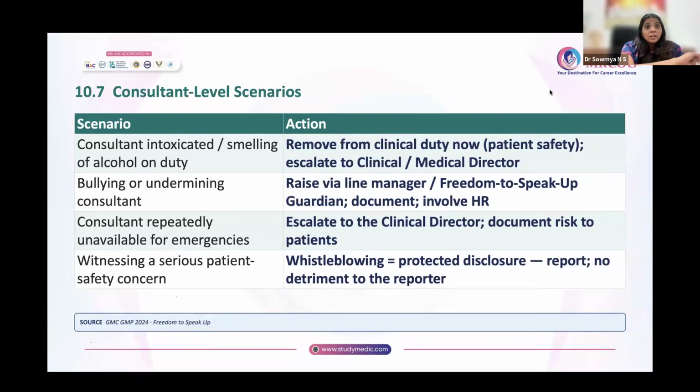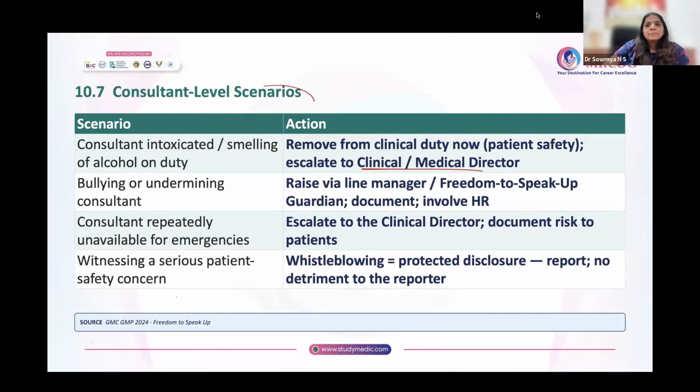Consultant event scenarios. That was your trainee. Now consultant. Consultant is intoxicated, smelling of alcohol on duty. Obviously, you have to send the consultant back home and escalate to the clinical and medical director. So somebody will be replacing them for the duty and this has to be escalated.